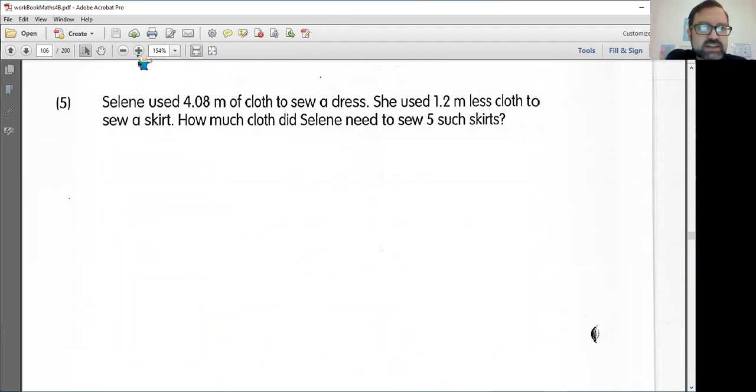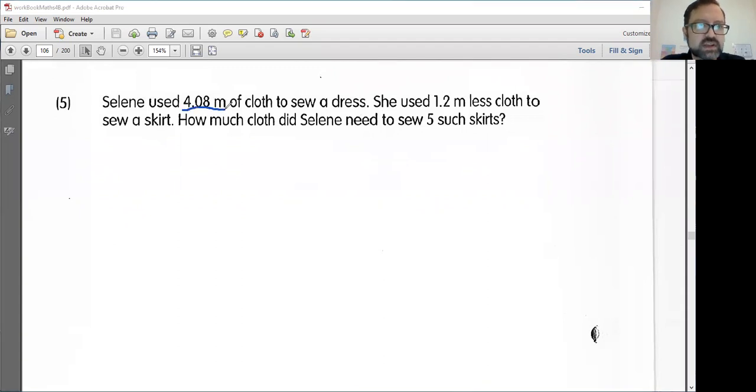It says, Celine used 4.08 meters of cloth to sew a dress. She used 1.2 meters less cloth to sew a skirt. How much cloth did Celine need to sew 5 such skirts? So once again, we need to use our 4-step process. Let's start with what we know.